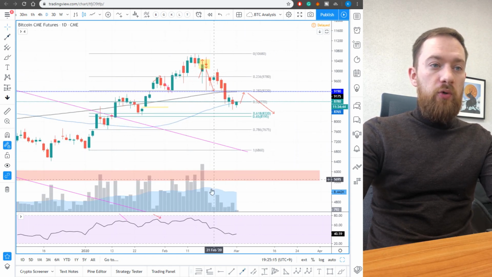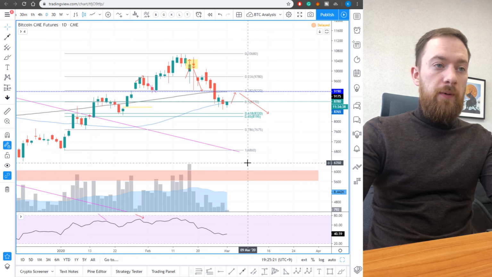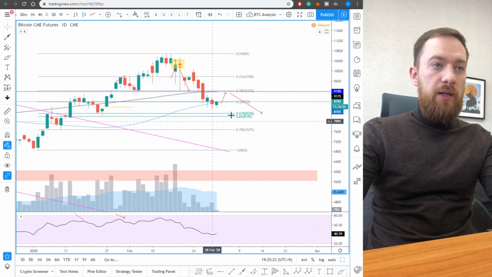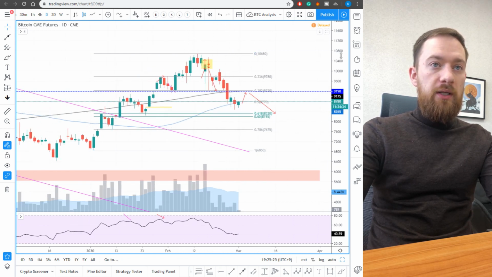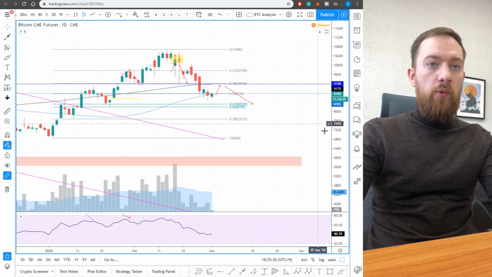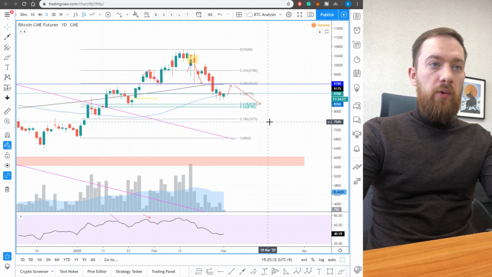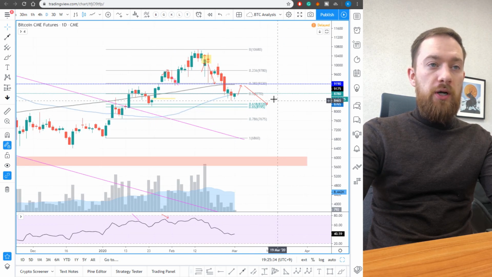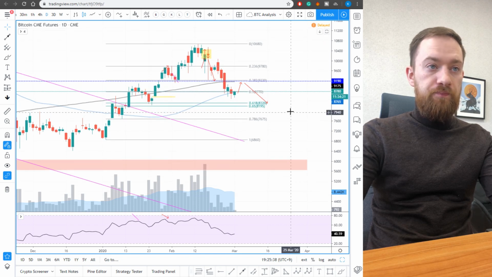You can see that the volume is not that great in terms of the actual dump. So we can see that nobody was buying back here heavily. So we might assume that the further downward movement of the price will show a more suitable price for whales to pick up on volume.